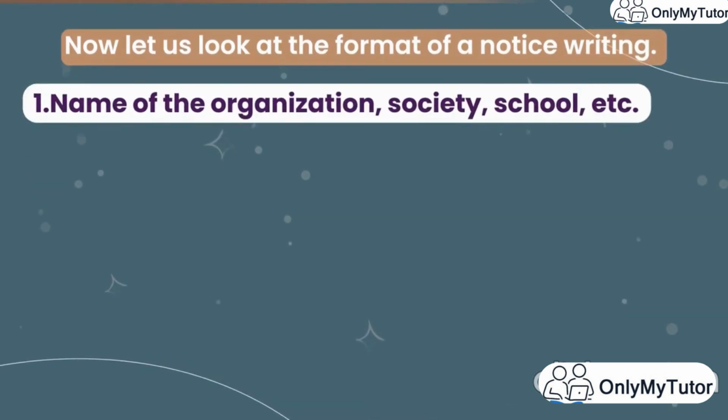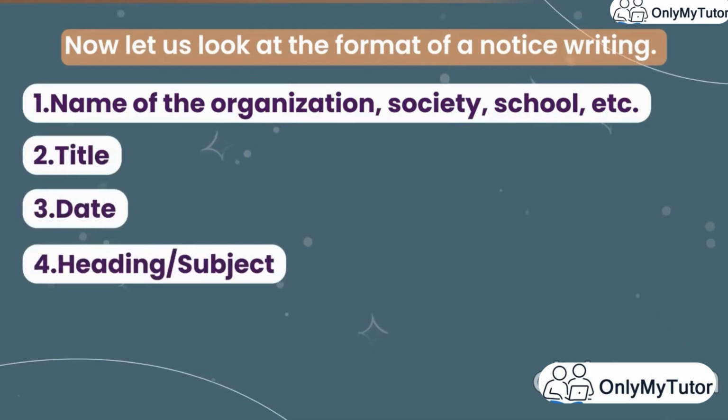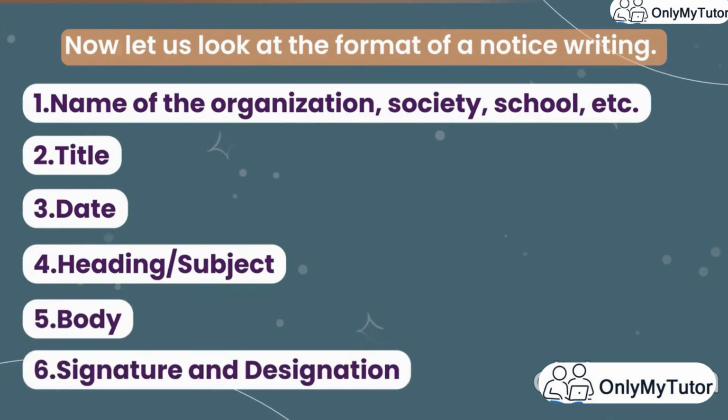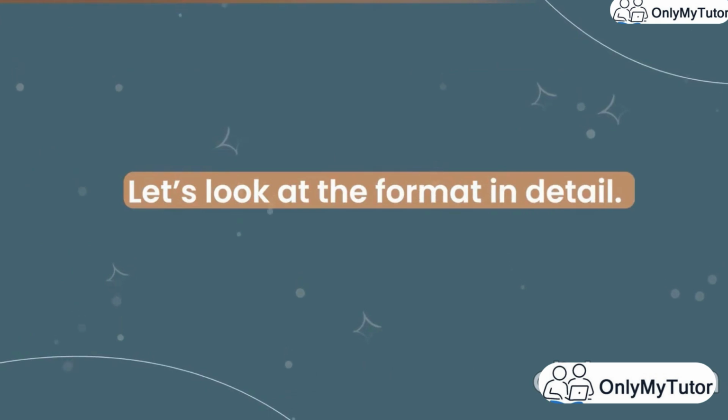First, name of the organization, society, school, etc. Second, title. Third, date. Fourth, heading or subject. Fifth, body. Sixth, signature and designation. Let's look at the format in detail.